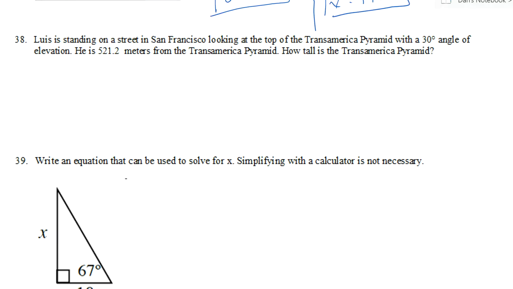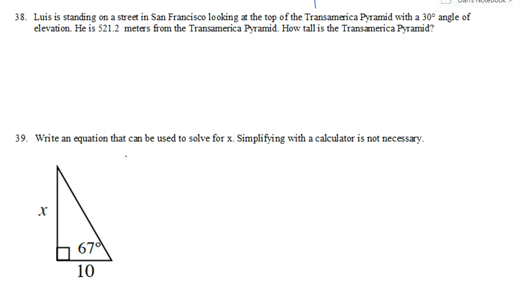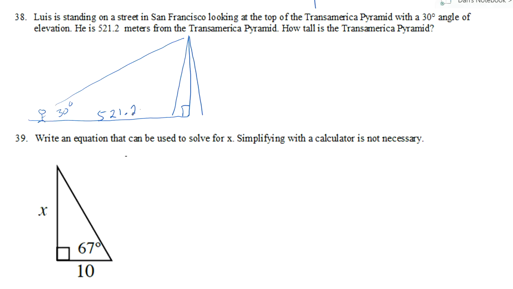All right, 38. Luis is standing on a street in San Francisco and looking at the top of the Transamerica Pyramid with a 30-degree angle of elevation. Okay, so here's the Transamerica Pyramid. Luis is standing in the street, 30-degree angle of elevation. There's a right triangle. He is 521.2 meters from the Transamerica Pyramid.